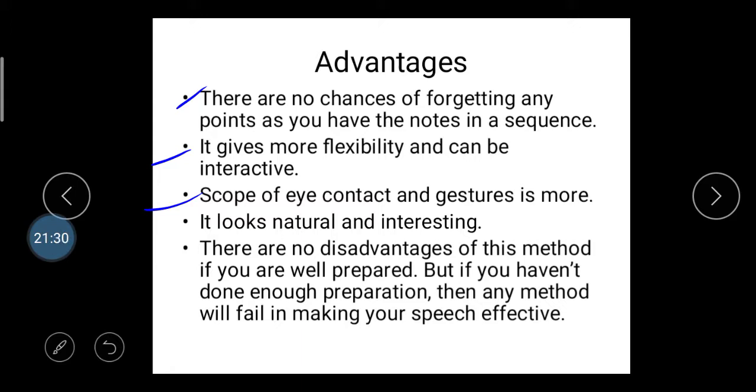Third, scope for eye contact and gestures is greater in this method. Then, it looks natural and interesting because you interact with your audience. There are no real disadvantages of this method, because it is very useful and well prepared. But if you haven't done enough preparation, then this method will fail to make your speech effective. If you are well prepared and have sequence-wise notes, then this method is very important.